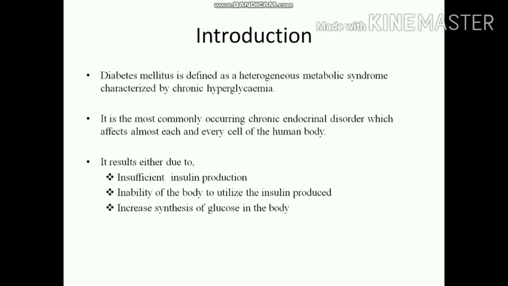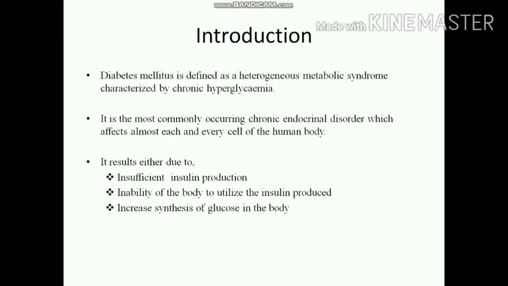First, diabetes mellitus is defined as a heterogeneous metabolic syndrome characterized by chronic hyperglycemia. First one, what is diabetes mellitus? That is a heterogeneous metabolic syndrome which is characterized by chronic hyperglycemia. That means increased blood glucose level.